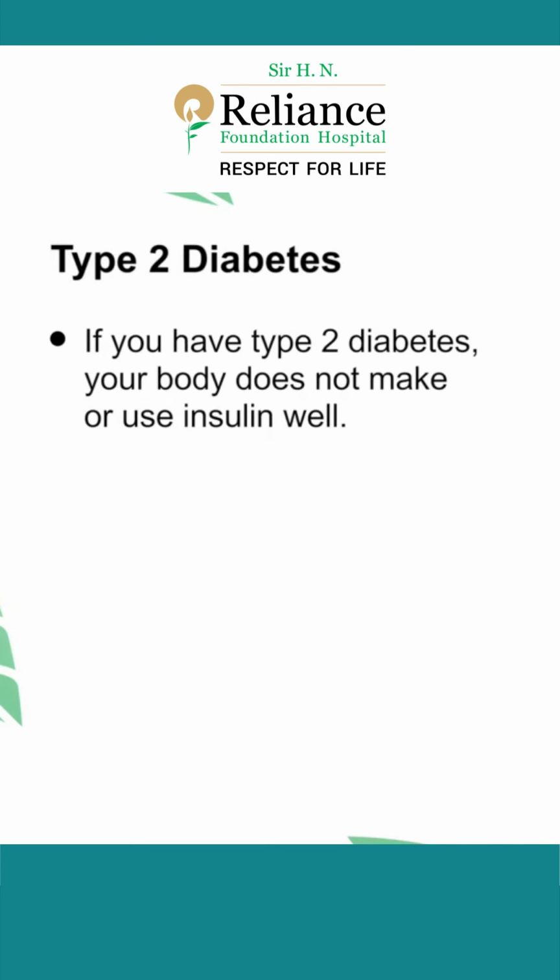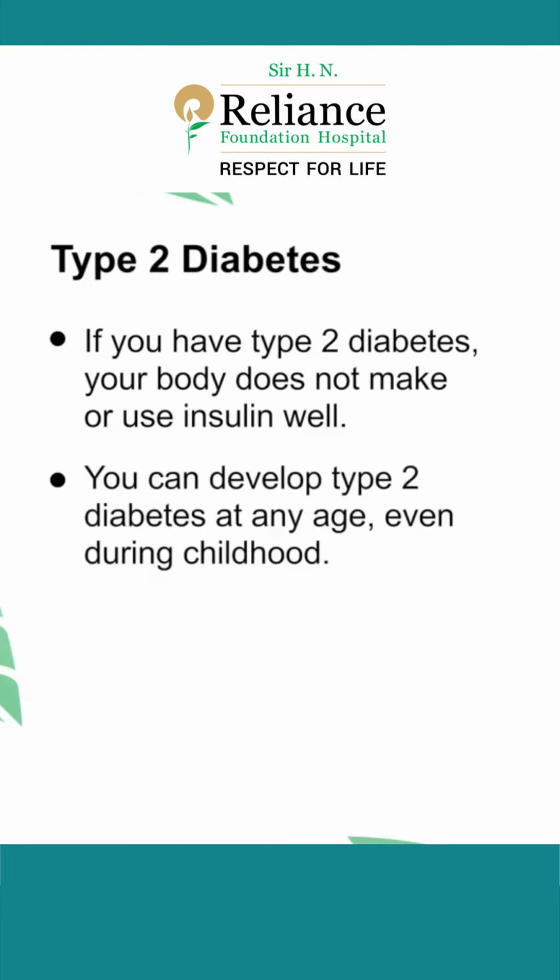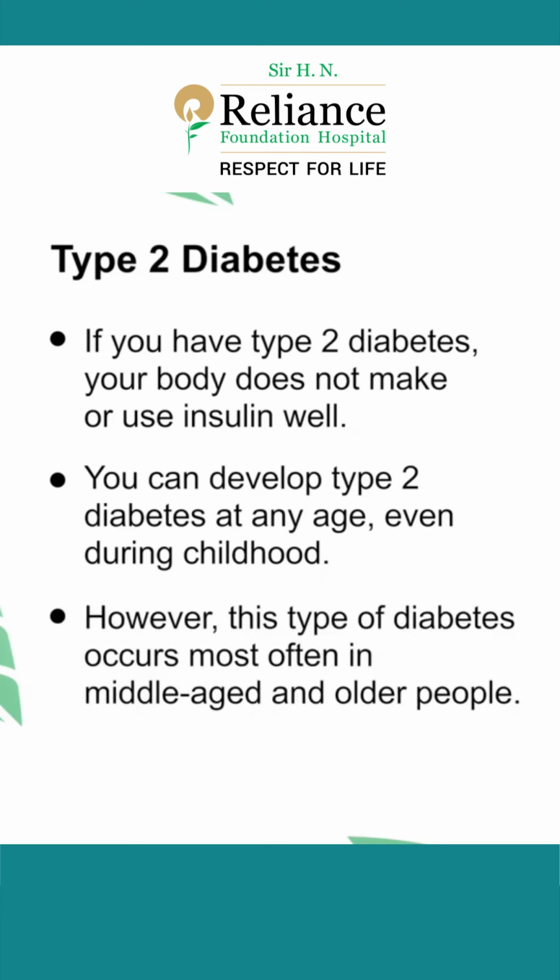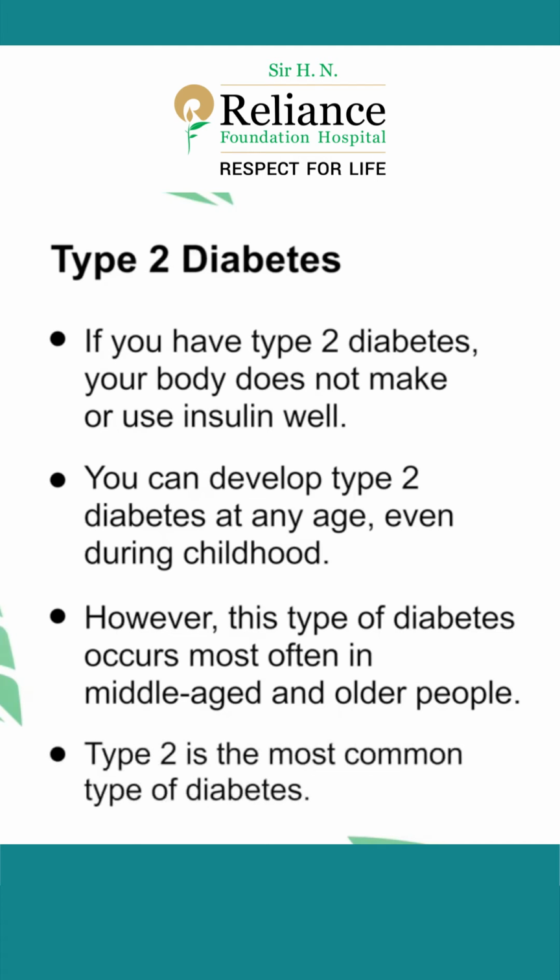If you have type 2 diabetes, your body does not produce enough insulin or the insulin is ineffective. You can develop type 2 diabetes at any age, even during childhood. This type of diabetes occurs most often in middle-aged or elderly people. It's the most common type of diabetes in adults. In type 2 diabetes, your cells become resistant to insulin, so insulin cannot do its job well. Your pancreas is unable to make that extra insulin to overcome this insulin resistance.